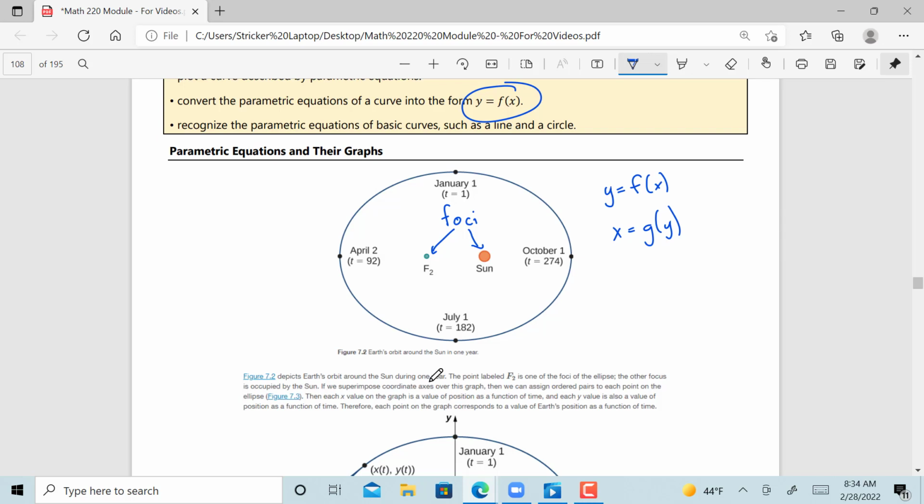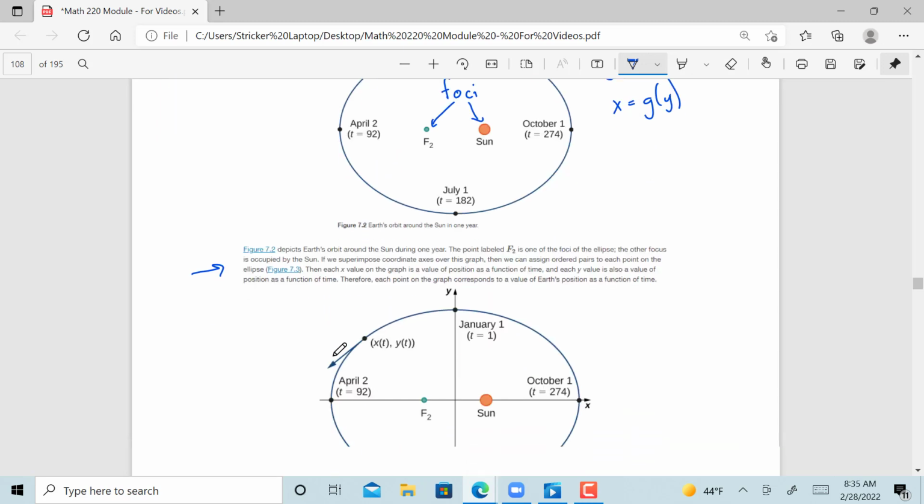Now, if you read through the little information here about this particular figure, figure 7.2, it says figure 7.2 depicts the Earth's orbit around the sun during 1 year. The point labeled F2 is one of the foci of the ellipse. The other focus point is occupied by the sun. If we superimpose the coordinate axis over the graph, we can assign ordered pairs to each point on the ellipse. So you can see that in figure 7.3.